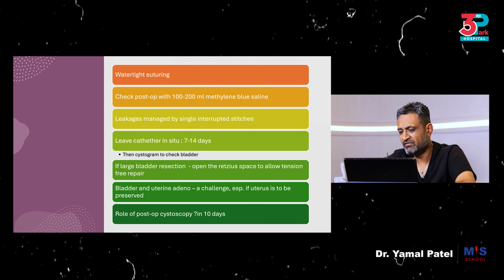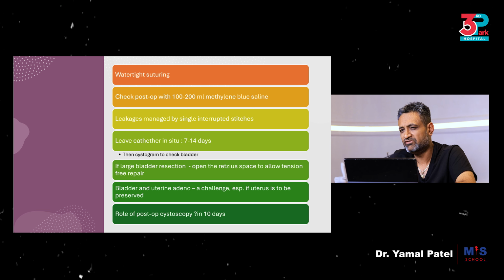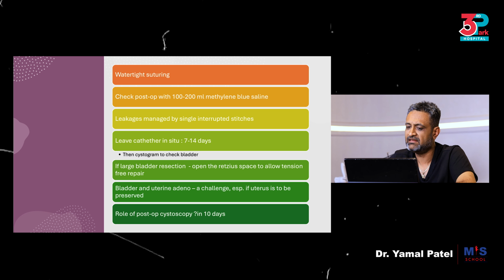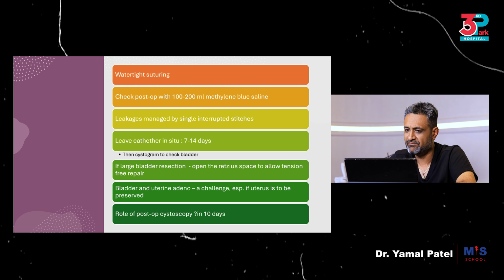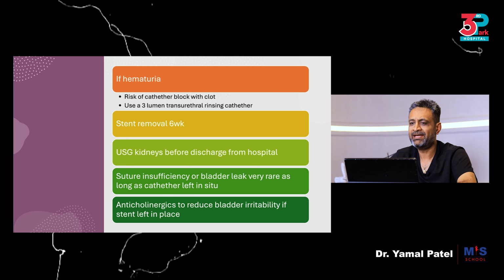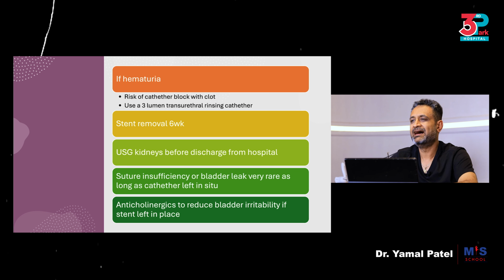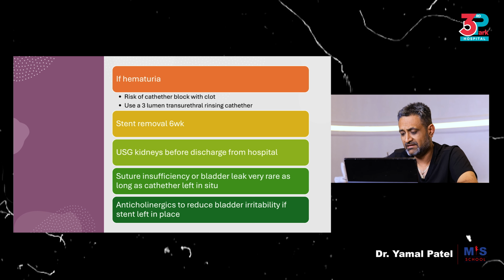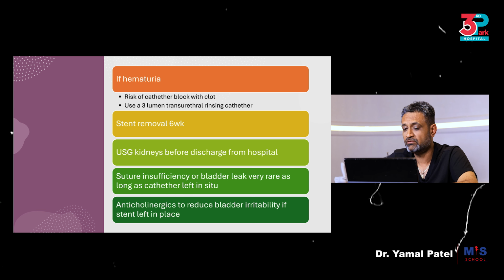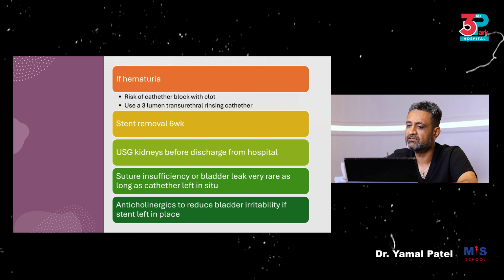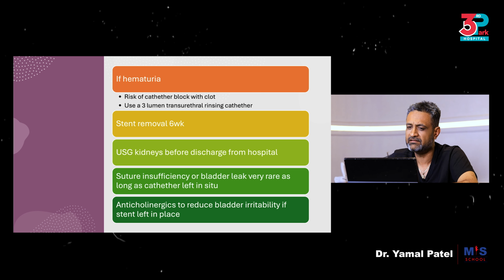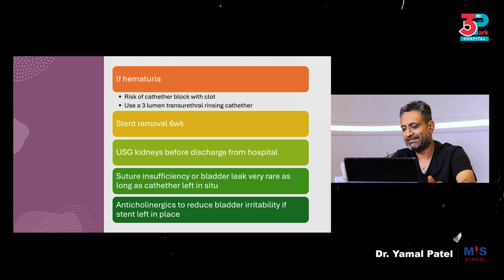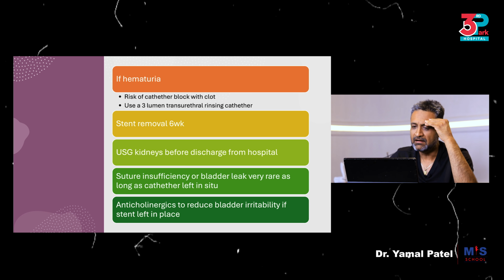And what is the role of a post-op cystoscopy? Unsure, but maybe in 10 to 14 days, that could also be done if you want. If you get hematuria after, then there's a risk of the catheter being blocked with the clot. So if possible, in such cases, if you're unsure, use a 3-lumen transurethral rinsing catheter. So you use a 3-lumen catheter so that you can rinse it.